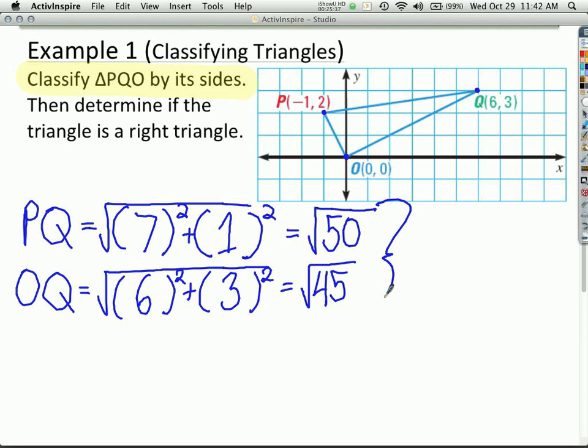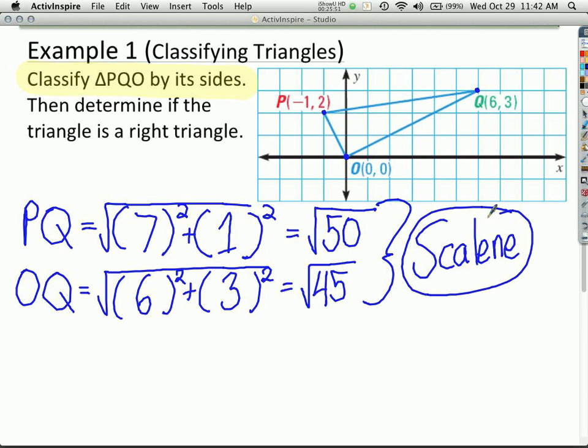So what is the answer to the question? What is the answer? Alexandra? It's a scalene triangle. So we write down scalene. And again, spelling does count. Any questions about that?